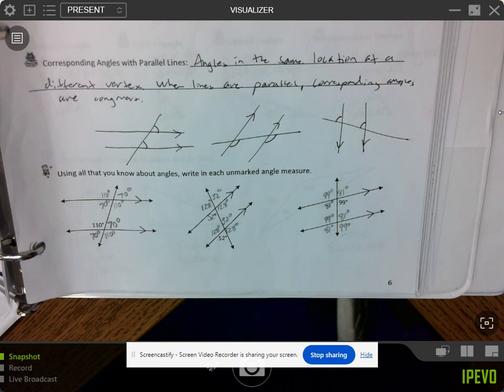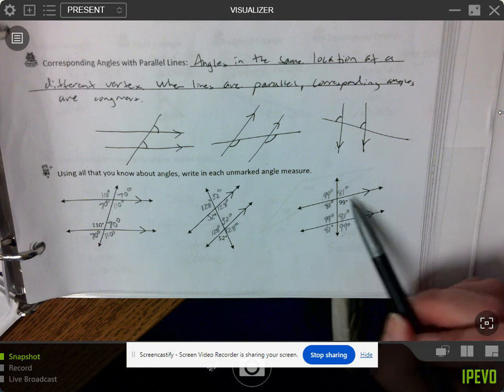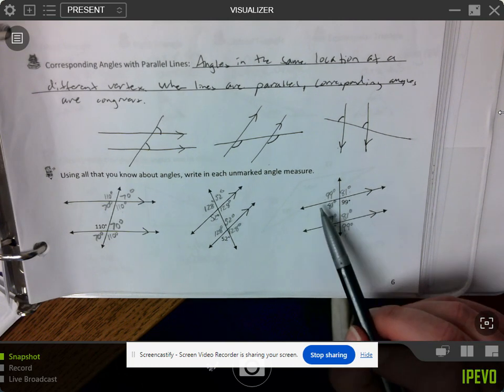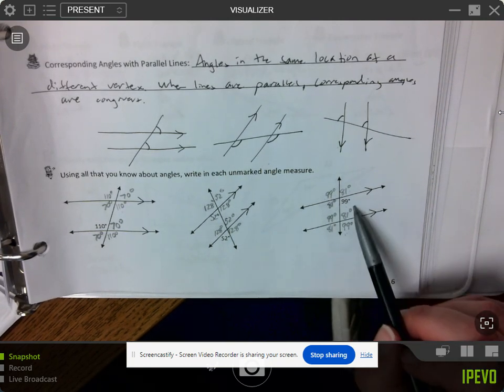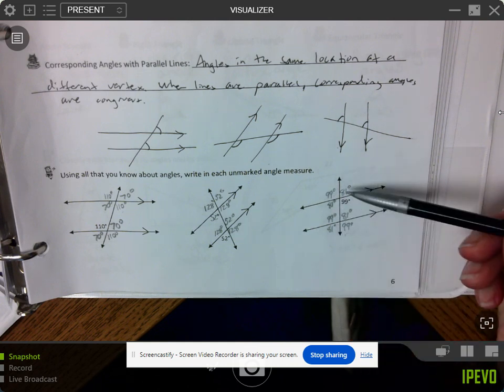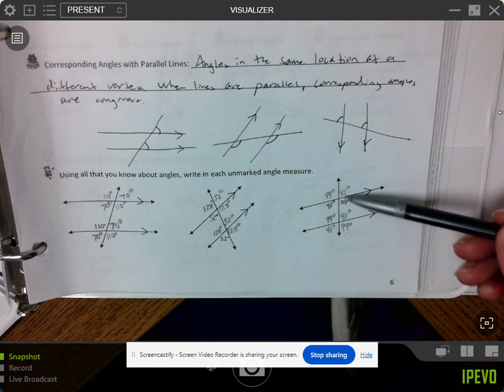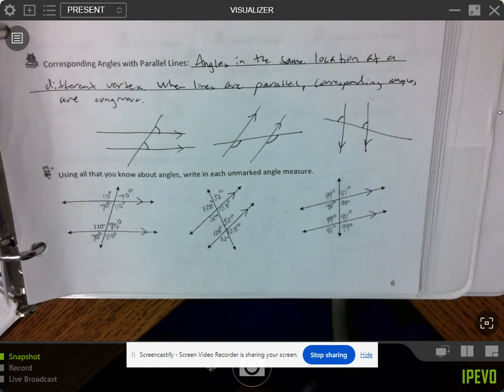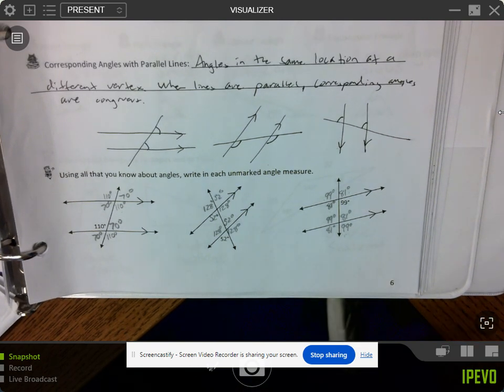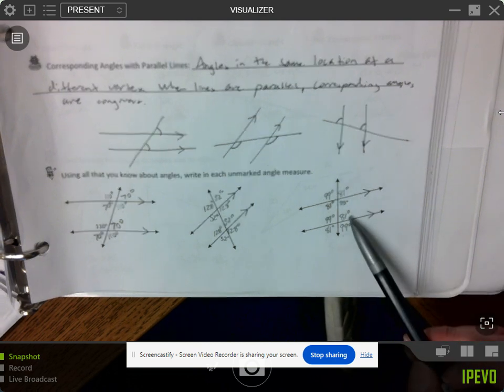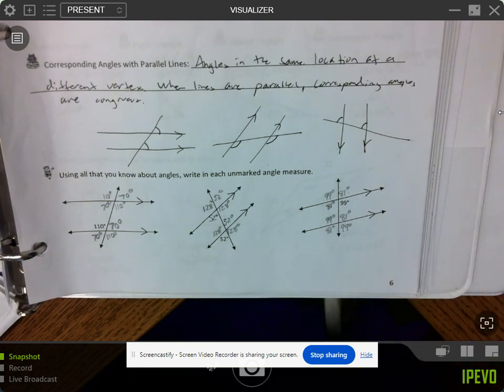We can't just pick random numbers. We always have to look, is it a supplementary? Is it complementary? Are they vertical? And now we know about the corresponding. So if it's parallel lines, they're going to look identical. So if I can fill in the top section, I'm going to fill in that bottom section the exact same way.